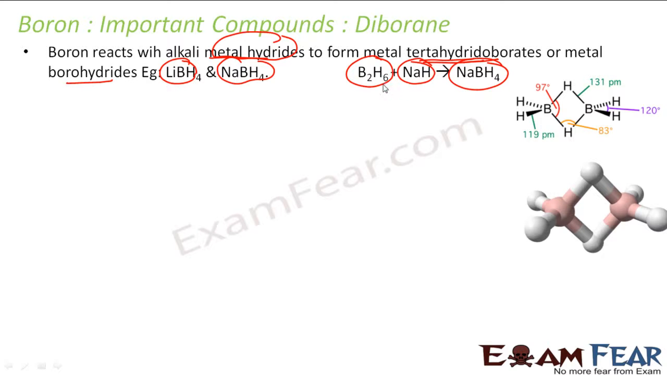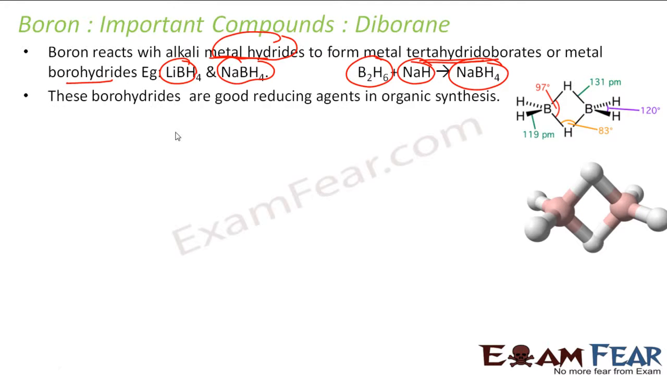NaBH4 is nothing but sodium borohydride, or you can say sodium tetrahydroborate. These borohydrides which we have got are very good reducing agents in organic chemistry, and that's why we are reading this reaction, because these are very critical reducing agents.